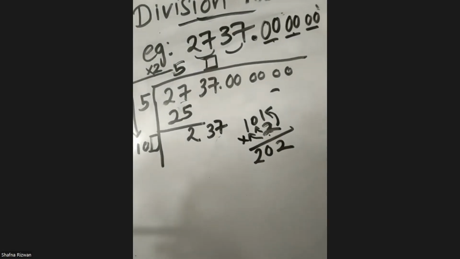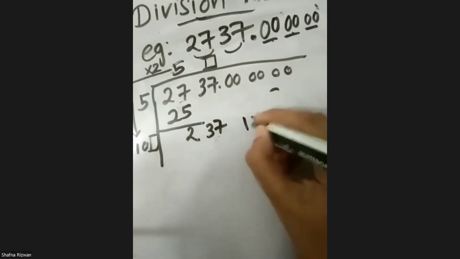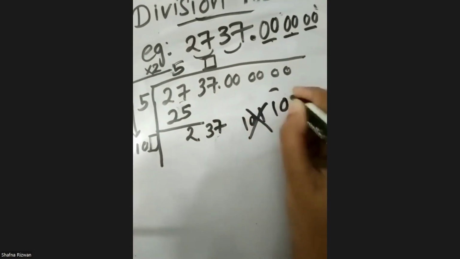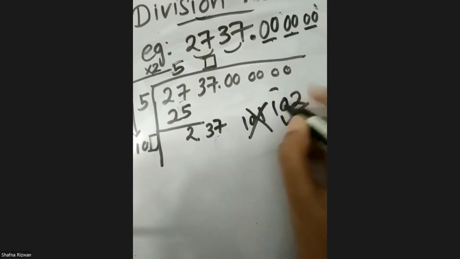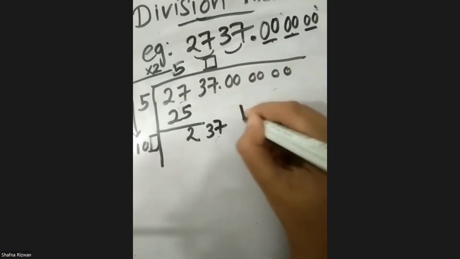100. 102, no. You can't take 1 here. 101, you can't take. 102, can you take? Yes. Then only 200 or something you will get. So okay, let's multiply and see.